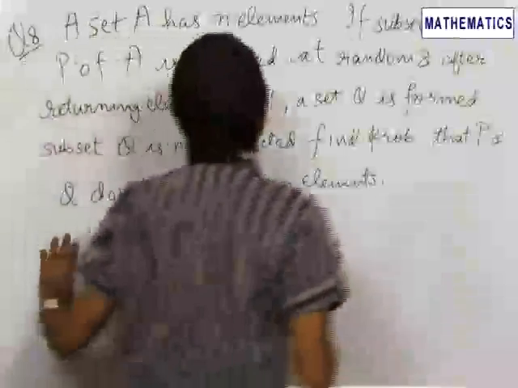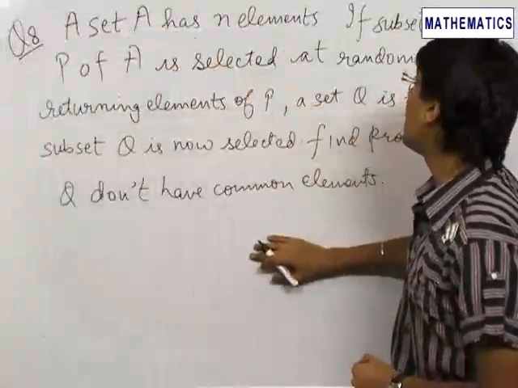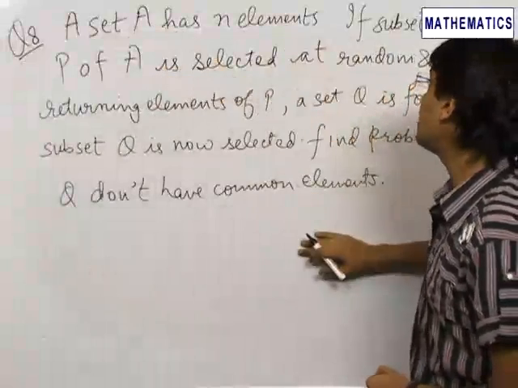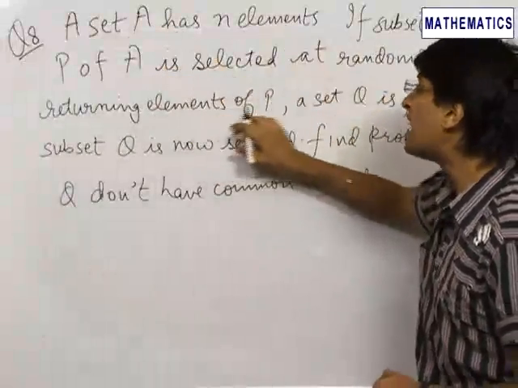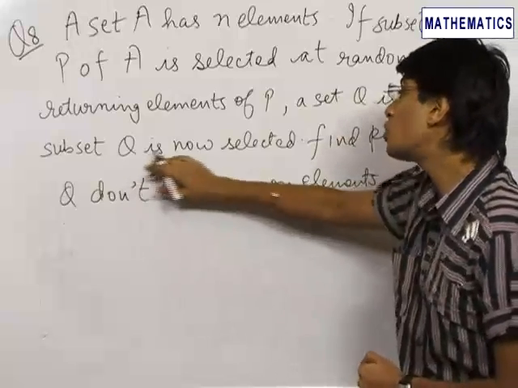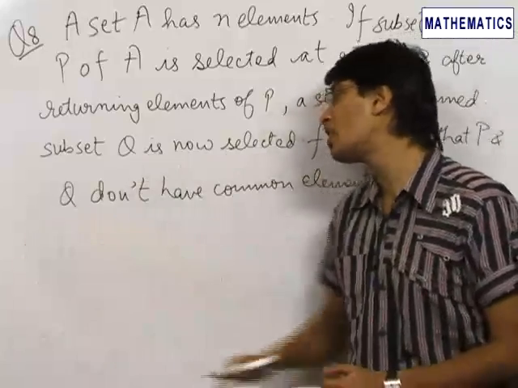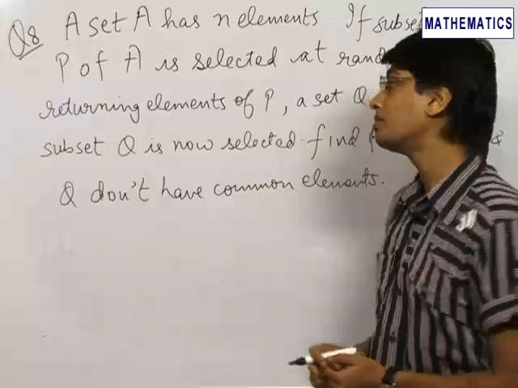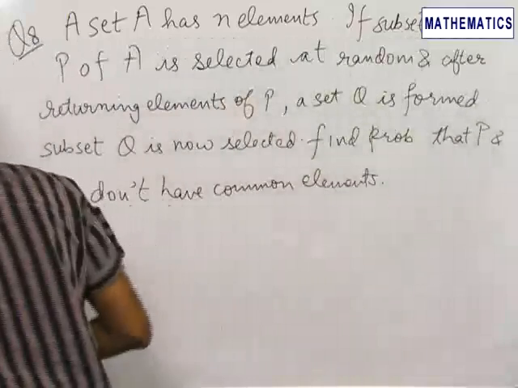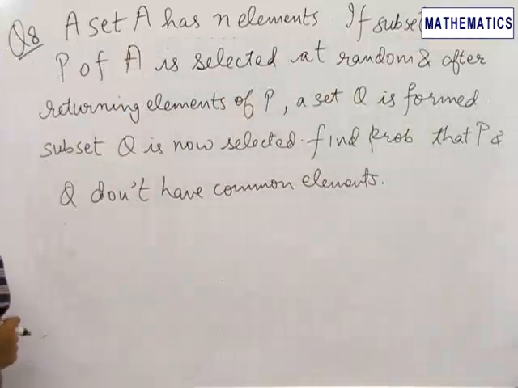So next problem says that a set A has n elements, and if a subset P of A is selected at random and after returning the elements of P, a set Q is formed, then the subset Q is now selected and we need to find the probability that the subsets P and Q are not having any common element. Now this is a very important problem, so listen carefully.